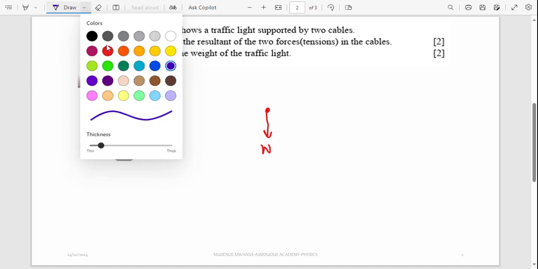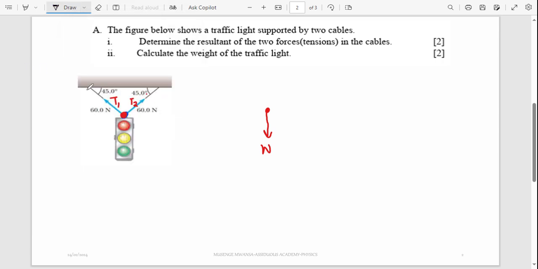T1, it's going to have components. There's going to be a component in the X. So you are going to break this into components. There's going to be a component like this. This is going to be T1X. And then there's going to be a component going up. That is going to be T1Y.